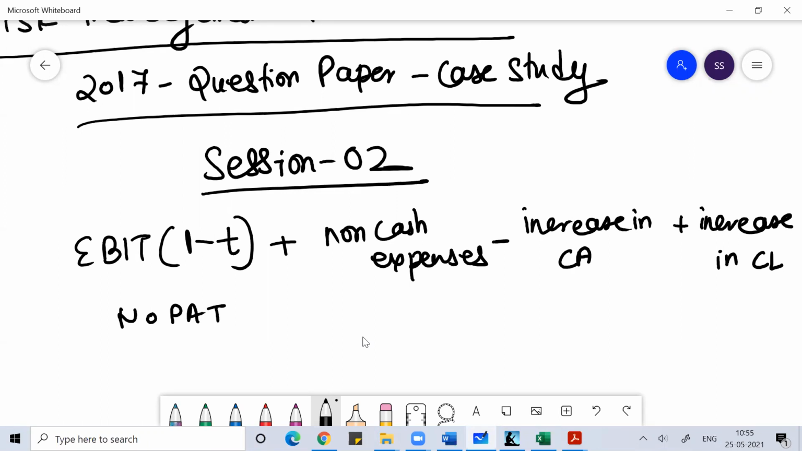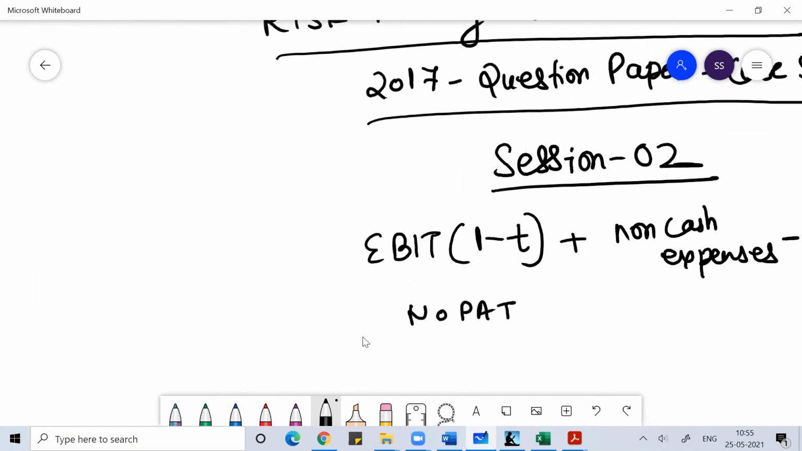If you bring in liabilities, if you borrow money, a short-term loan or anything, ultimately that will bring cash to the company. So that's why an increase in current assets is subtracted and an increase in current liabilities is added, or you can directly subtract the change in net working capital. That is another way to find the cash flow.